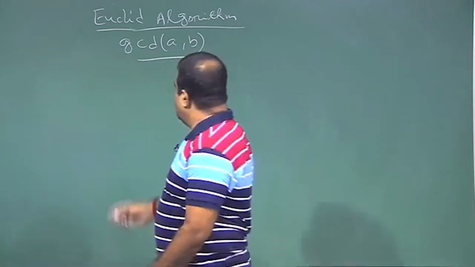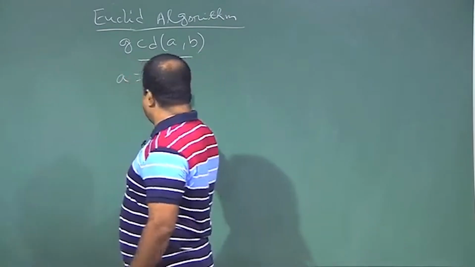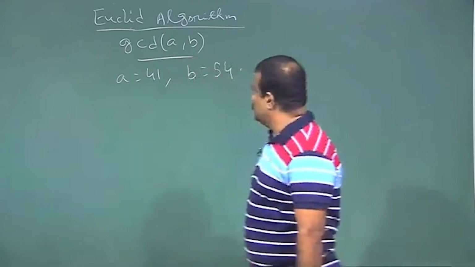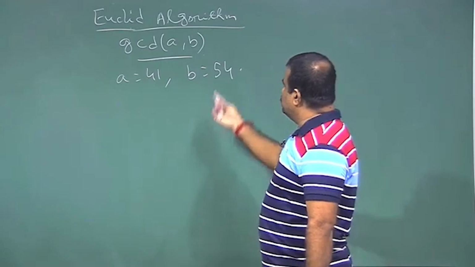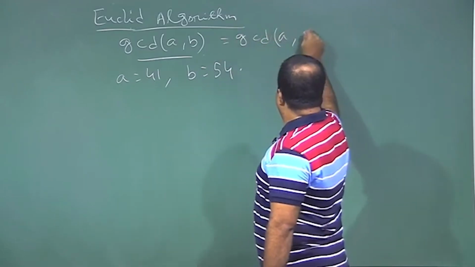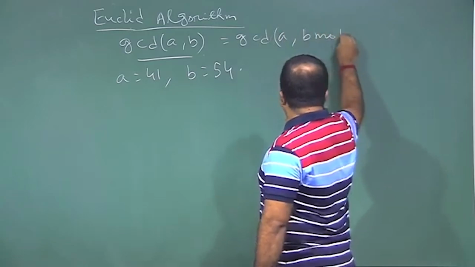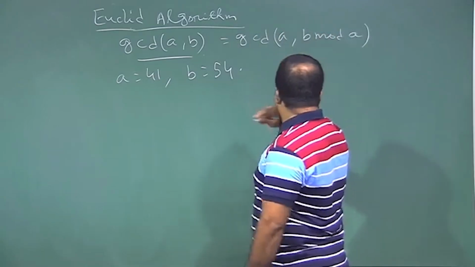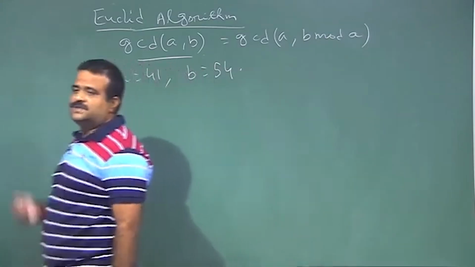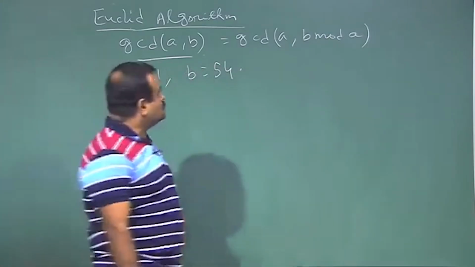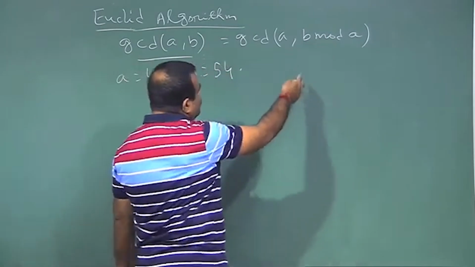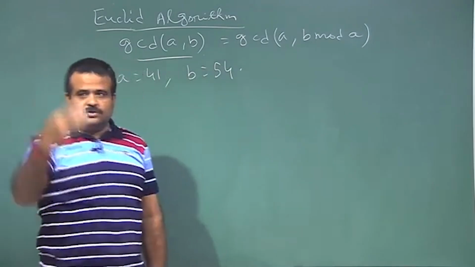Suppose a is say 41, b is say 54. Now basically the Euclid algorithm says GCD of a, b is the same as GCD of a comma b mod a, if b is greater than a. This is the theorem we have proved, and the Euclid algorithm is based on it. These are the remainders, then we take this remainder with a like this. This way we continue.